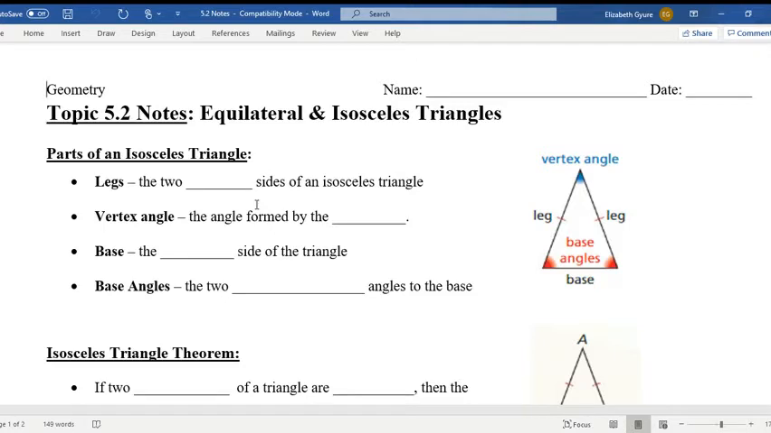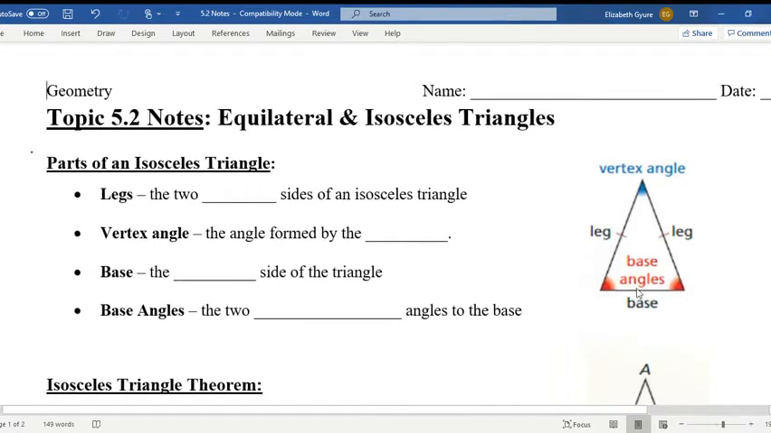So who can refresh my memory about what an isosceles triangle even is? What is an isosceles triangle? Yeah, exactly, Ethan. It's going to have two equal or congruent sides. So because of those congruent sides, we end up having a few different properties that happen and some parts we need to be able to identify here.